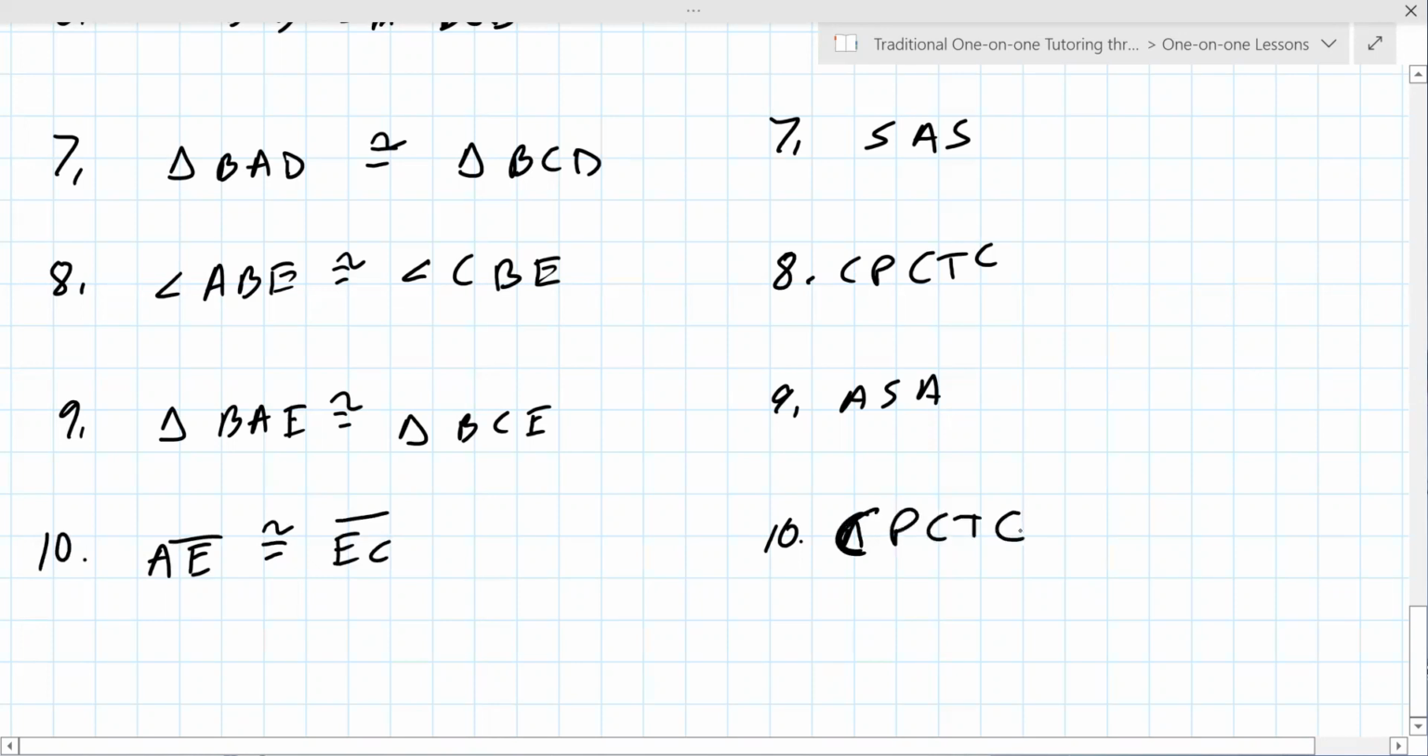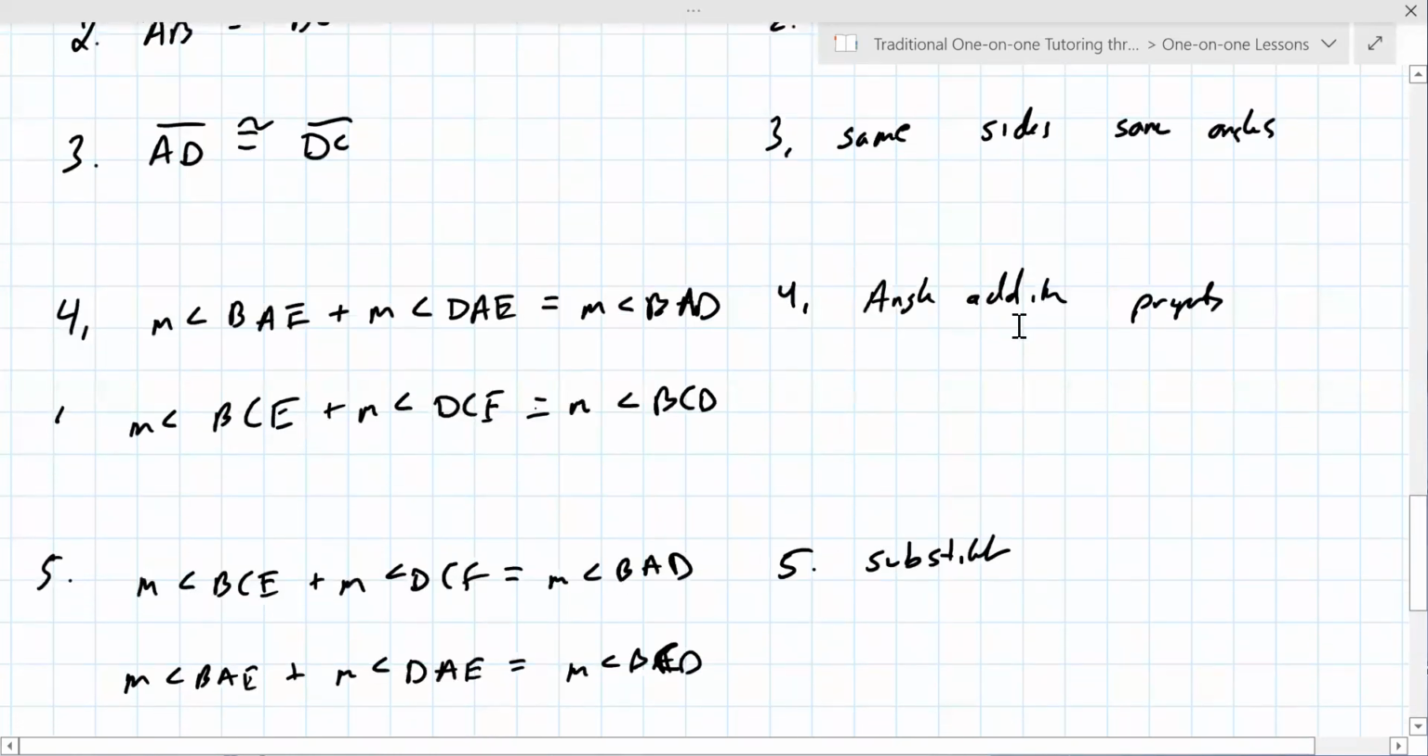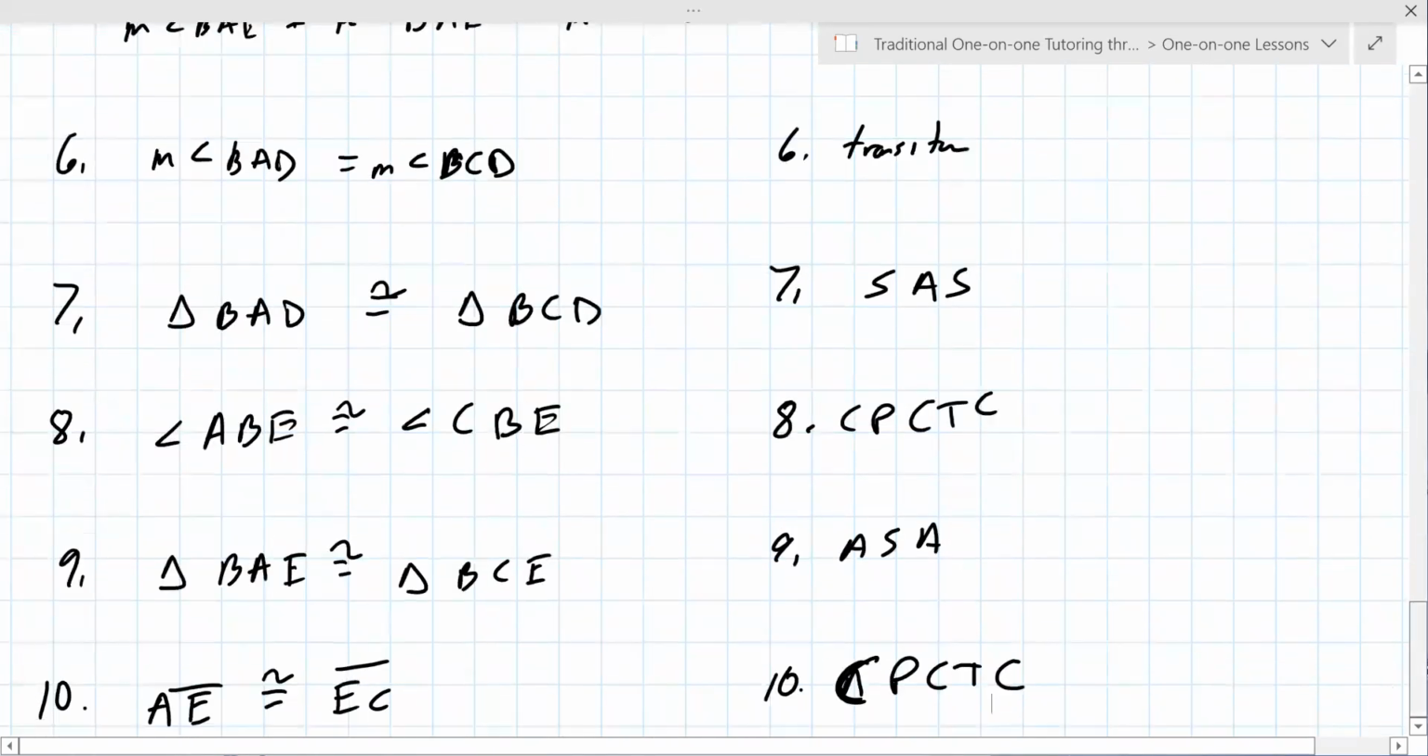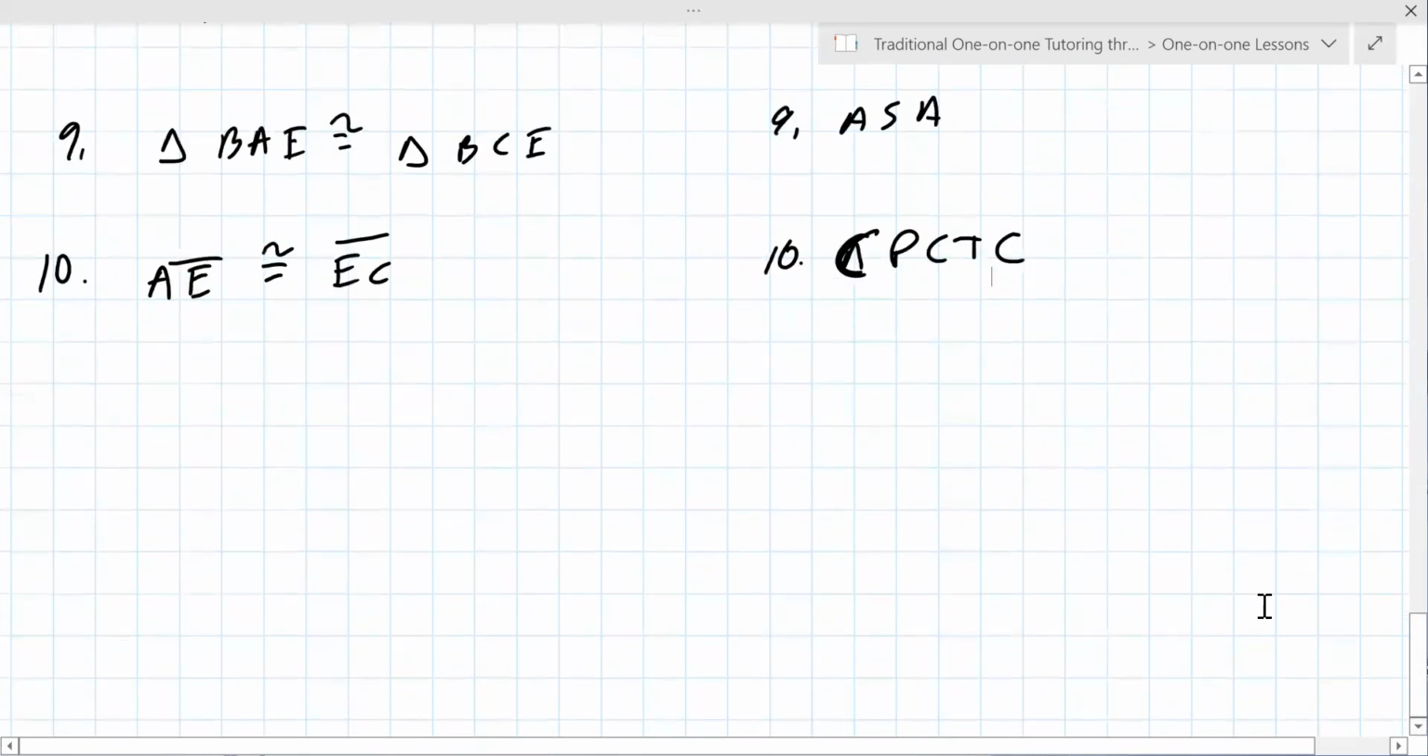Because if those are congruent, go back to the picture, if AE is congruent to EC, that means that BE is a perpendicular bisector. We're so happy. And that's what we're looking for. BD perpendicular to AC. Because we've stated all the properties of what a perpendicular bisector is, you go converse of perpendicular bisector.